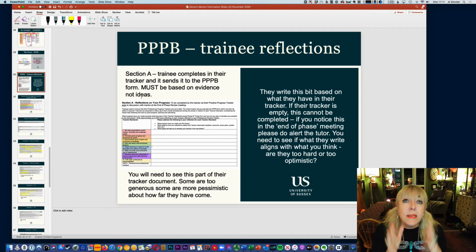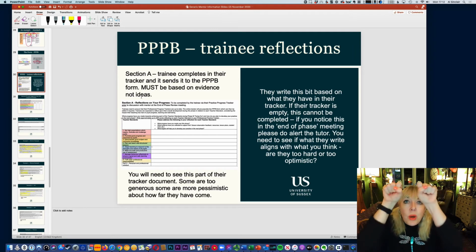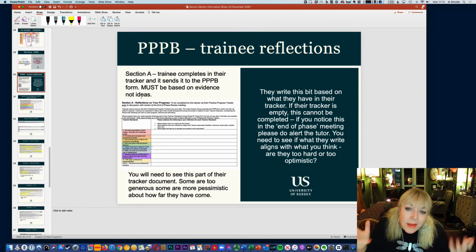You do need to read this before you fill in your part, because you might not agree with it. You might think that they're not selling themselves enough. You might be able to help them with some evidence, because it does have to be evidence-based. They can't just write, I've taught some lessons. They've got to say which ones match the particular standards. They have to marry the standard with that particular bit of evidence. And that's something that tutors will be working with them on this term in particular. So make sure you read that before you fill in your bit.